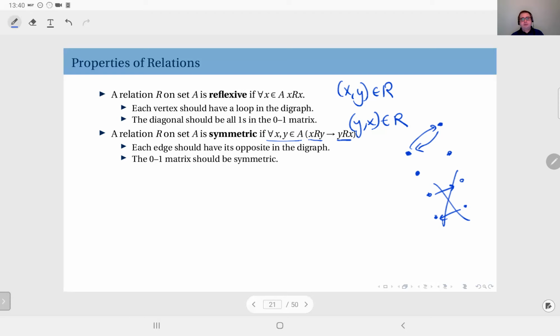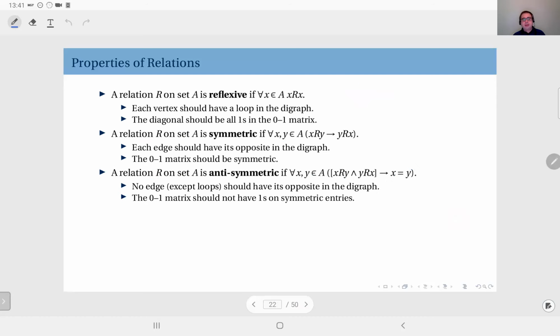And when you look at the 0-1 matrix, this is simple. The matrix itself must be symmetric. Remember, this relation is on set A, so it's a square matrix. It's from set A to set A, so the number of rows and columns are the same. And for a square matrix, how do you spot symmetry? Take the transpose; the matrix should stay the same.